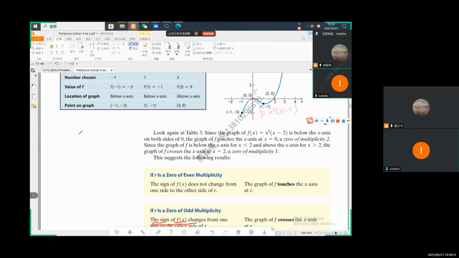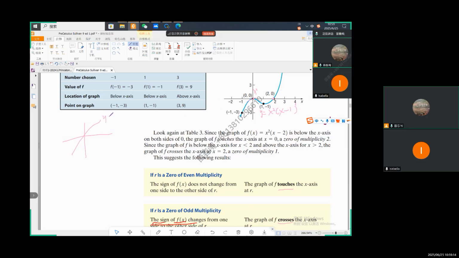Okay. So yeah, if a zero is of even multiplicity, it bounces. If it's odd, it crosses. Yeah, it touches, it crosses. And also we can prove it by drawing a lot of these power functions themselves. It's checked. And also we can prove it by what we learned.